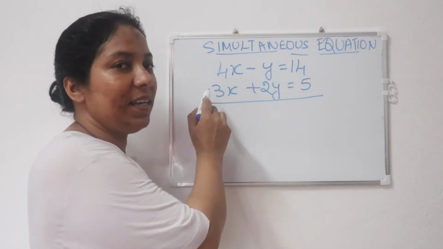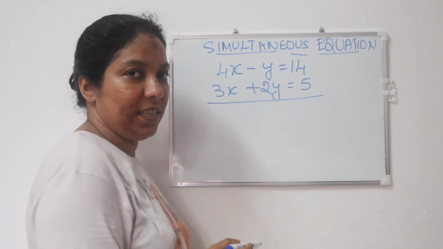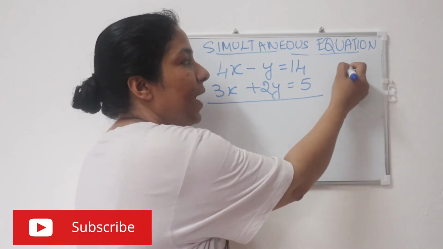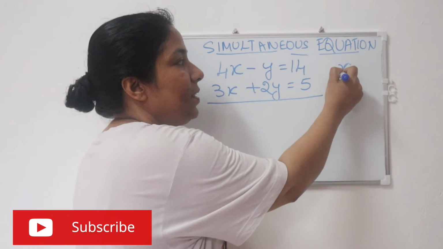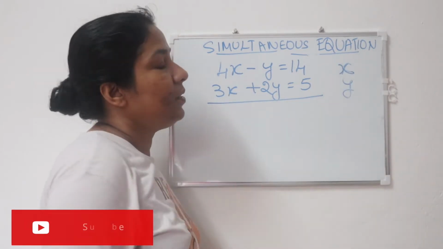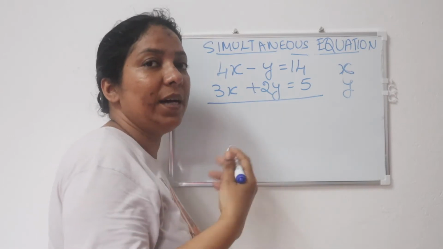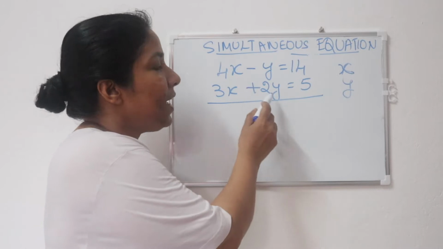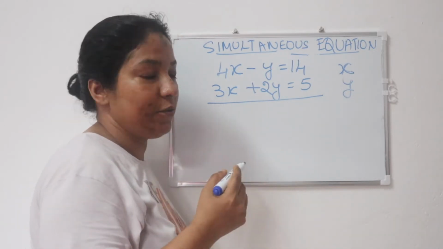So this is the given example. There are two equations in this. We need to find the value for x and the value for y. This is the aim of the problem. We have to find two separate values for x and y. Now, since there are two unknowns, it is difficult for us to find the values.